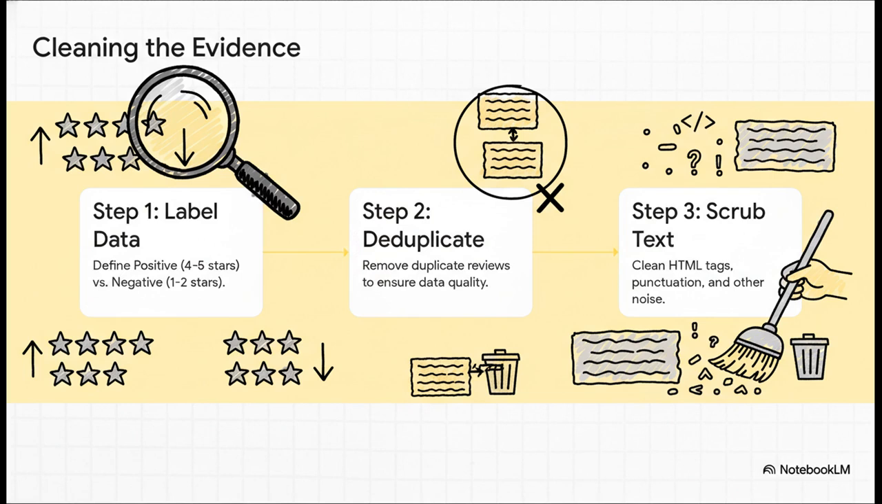Before we can even think about analyzing the text, there's a ton of prep work. We use the star ratings to label a review as positive or negative. We get rid of any duplicates. And then we have to literally scrub the text, get rid of weird HTML tags, toss out the punctuation, just generally tidy everything up.